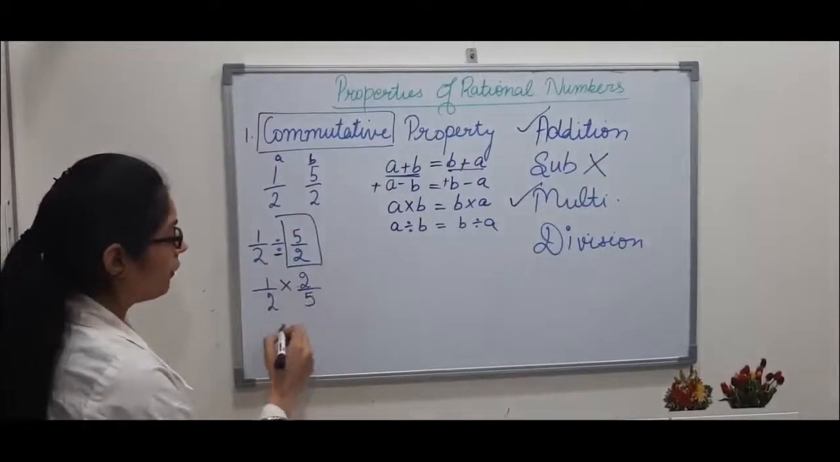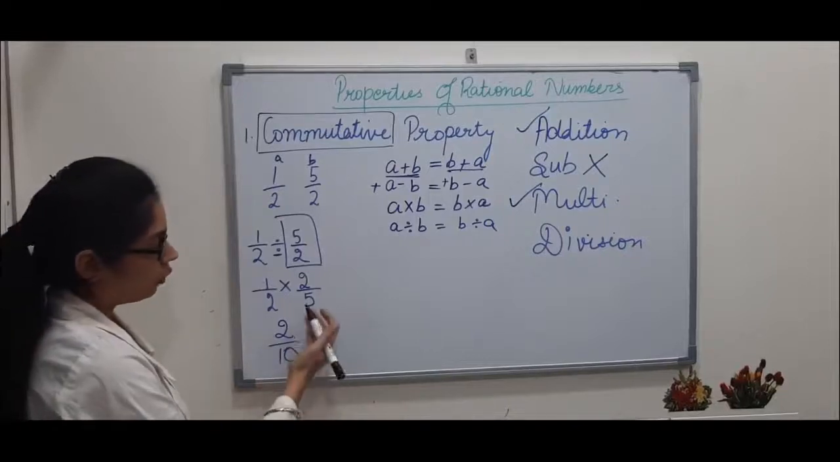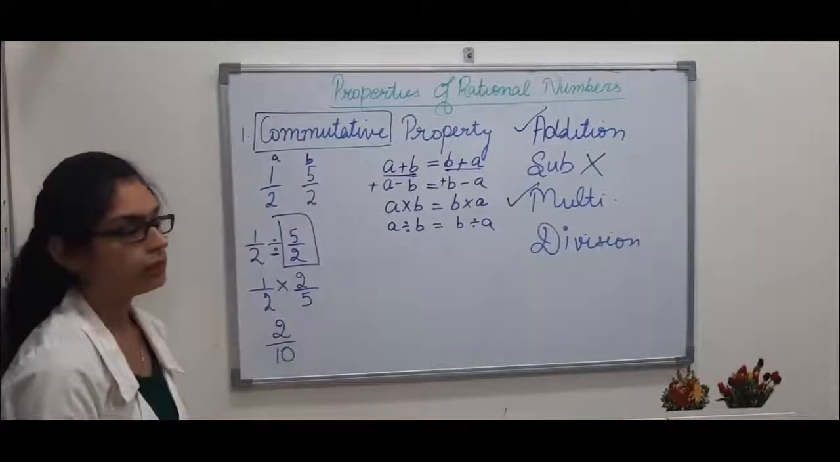So 1 into 2 is 2, 2 into 5 is 10. I got 2 by 10. Here I am not simplifying, I am just keeping my answers as they are.